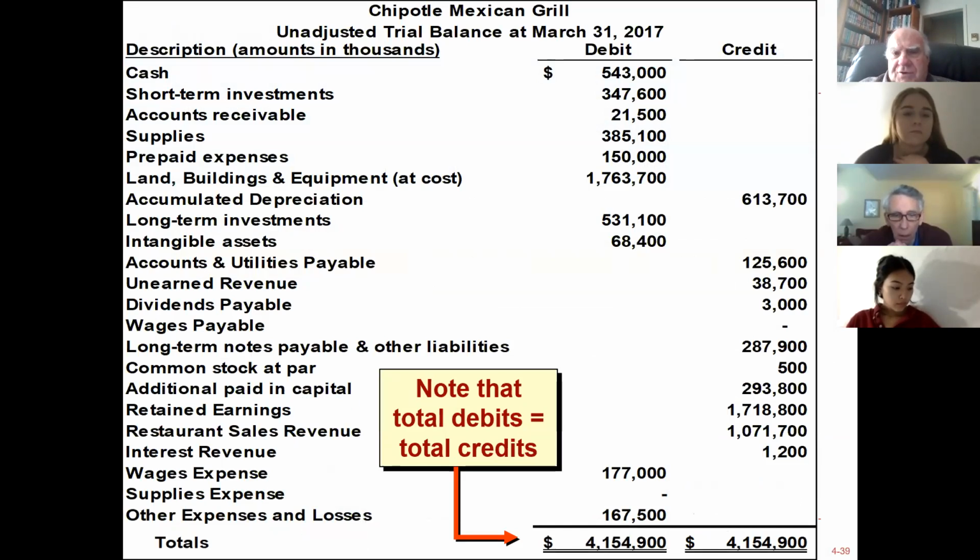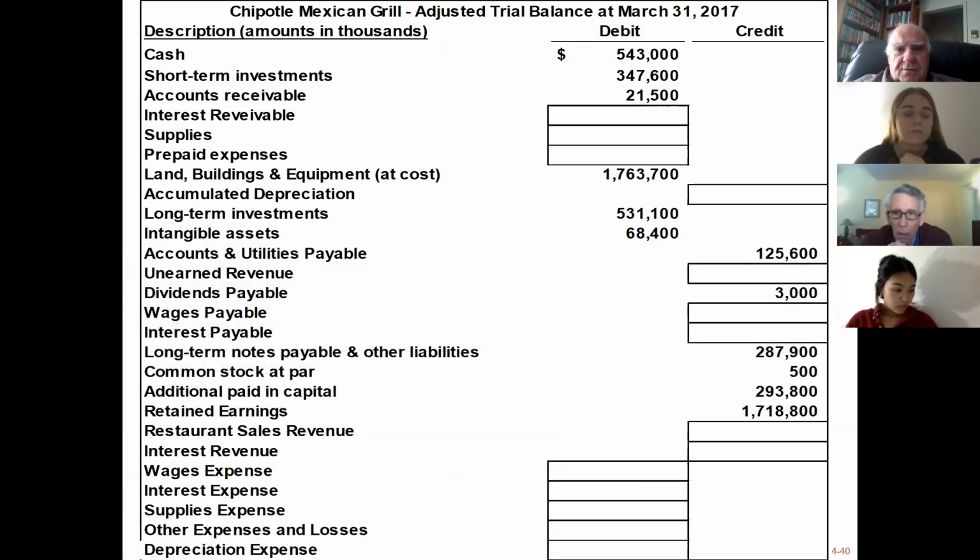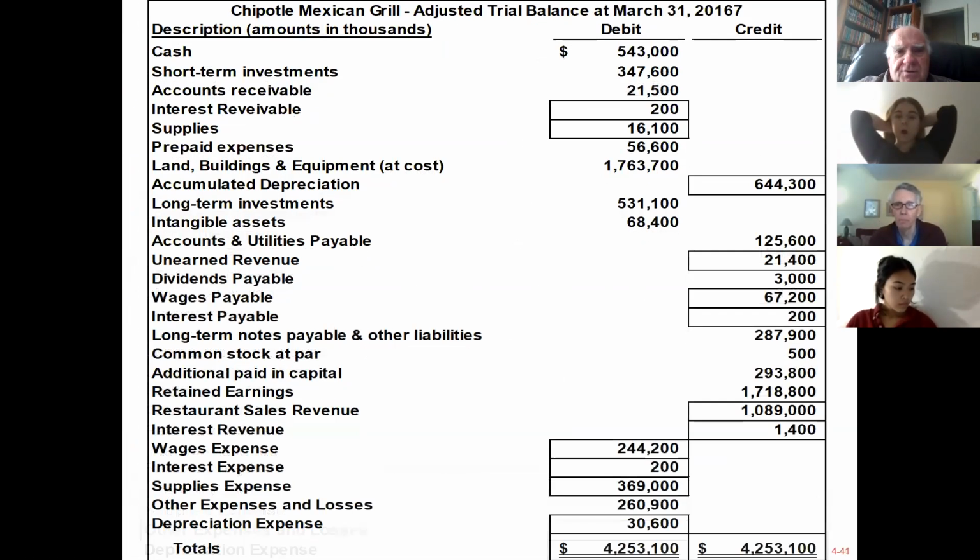So let's go back to our unadjusted trial balance, okay? The one where we noticed we didn't have any wages expense, we didn't have any supplies expense, we didn't seem to have any accruals on this thing. Now we've recorded all those transactions. And now they're giving us a hint. Here is the same trial balance, and they're giving us a hint. We've got to fill some things in. Let's post all of those journal entries.